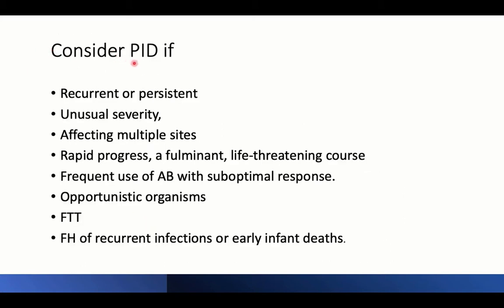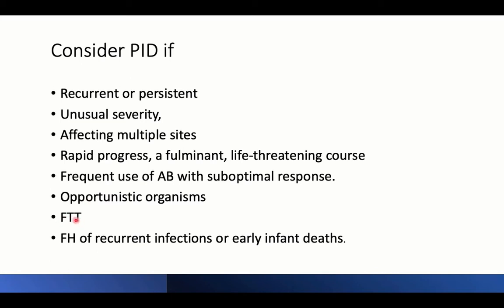However, consider primary immune deficiency if the infections are recurrent or persistent, refractory to treatment, of unusual severity, increasing in severity inappropriately, affecting multiple sites, with rapid progression into a fulminant and life-threatening course, frequent use of antibiotics with suboptimal response, presence of opportunistic infections like pneumocystis jirovecii and candida, the other fungal infections, and so on.